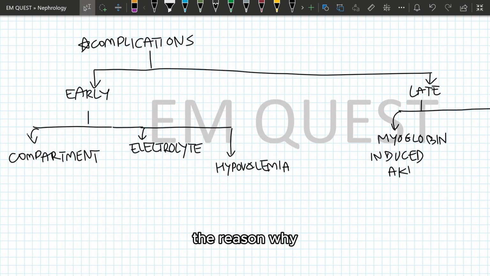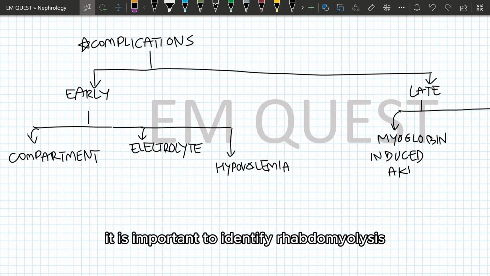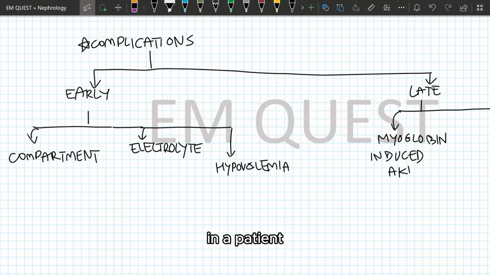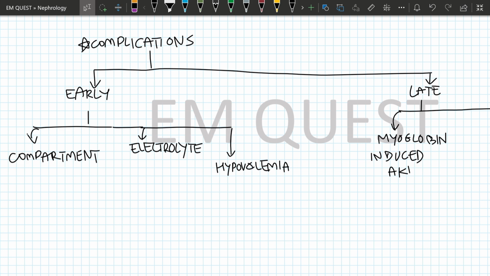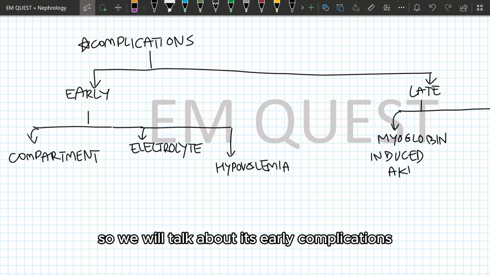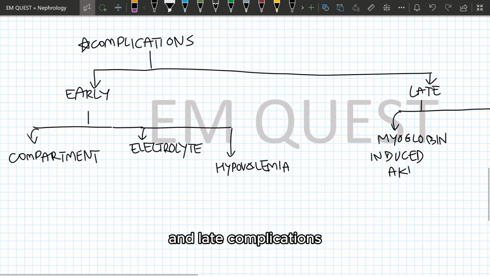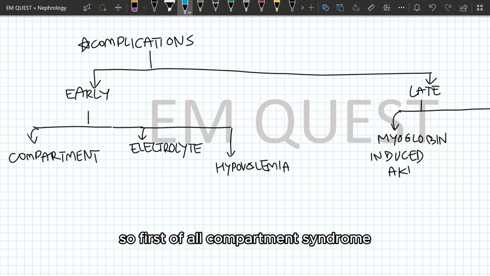The reason why it is important to identify rhabdomyolysis in a patient is because of the complications it can have. So we will talk about its early complications and late complications. So first of all, compartment syndrome.